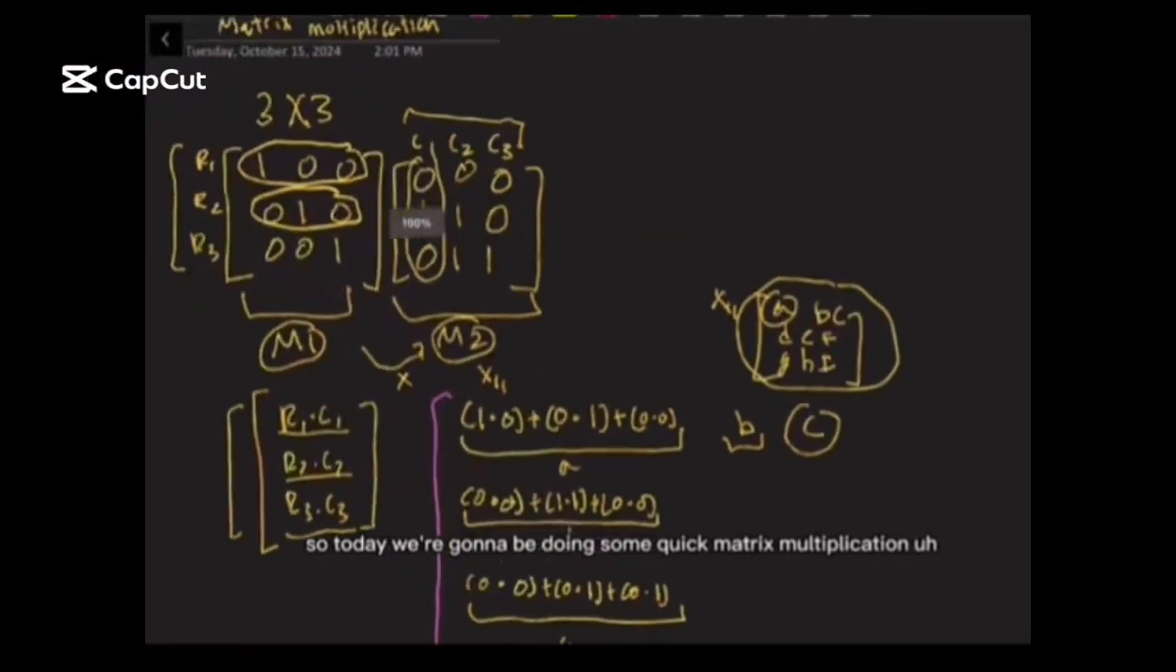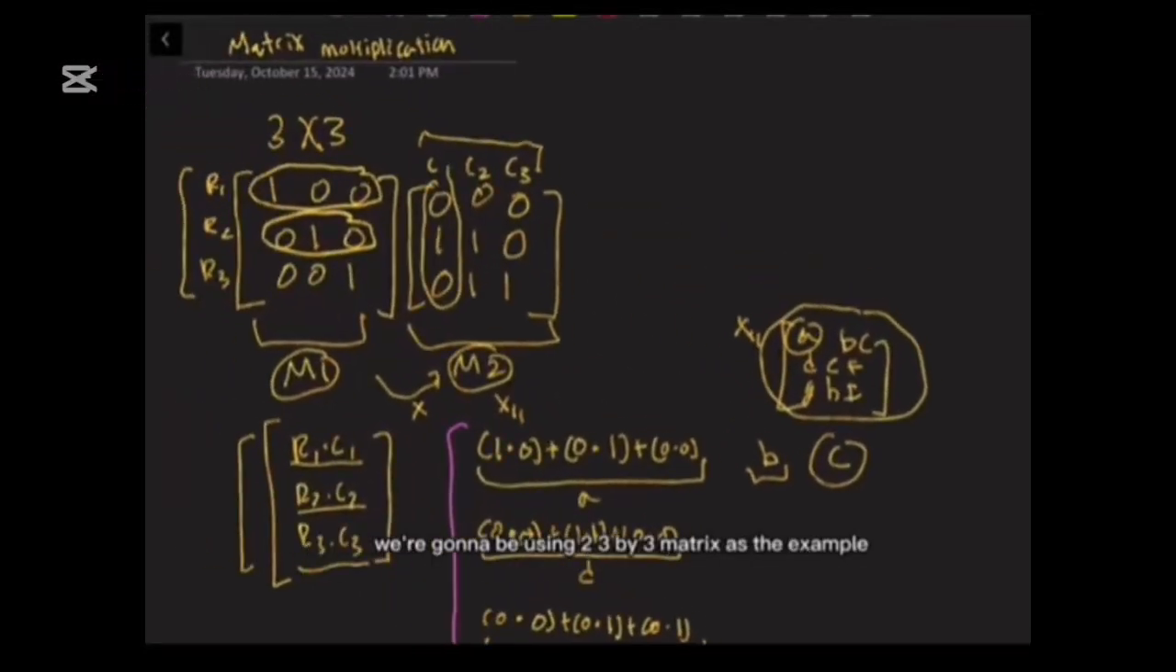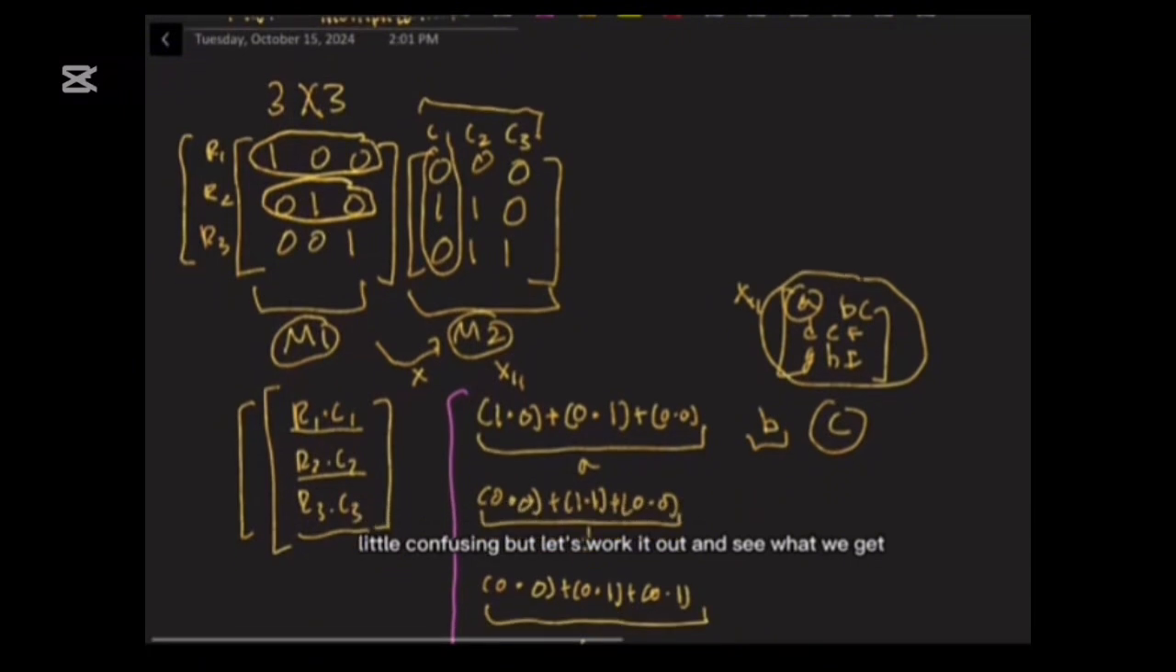We're just going to be doing some quick matrix multiplication. We're going to be using 3 by 2, 3 by 3 matrices as the example. So we have matrix 1 here on the left, and matrix 2 on the right. To do any type of matrix multiplication, you have to do row times column. So you take the rows of the first matrix and multiply by the columns of the second matrix. A little confusing, but let's work it out and see what we get.